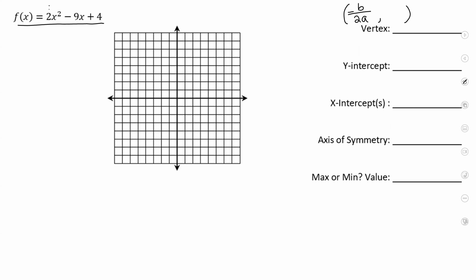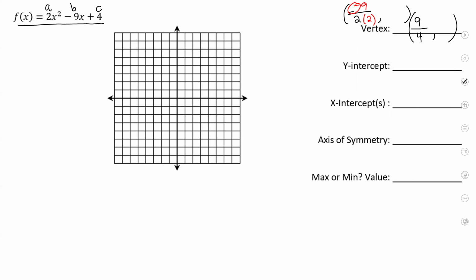This is A, this is B, and this is C. So your B value is -9. You guys see that? So I'm going to erase B and put a -9. I'm going to erase A and put a 2. Okay, 2 negatives make a positive. So this will become a +9 over 2 times 2 is 4. So that is the x value of my vertex.